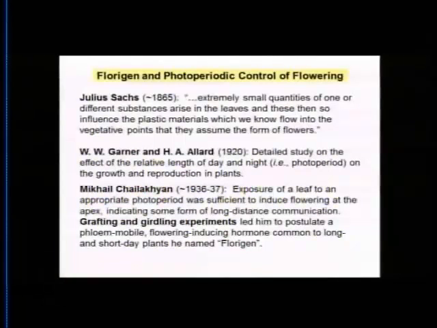And what he was able to show was that there was a highly conserved compound which was able to move from the leaves of induced plants, okay, plants that were induced to flower, into the scions of uninduced plants and ultimately cause flowering. He didn't know what this compound was, but he did name this hypothetical morphogen florigen. He named it basically a flowering morphogen.